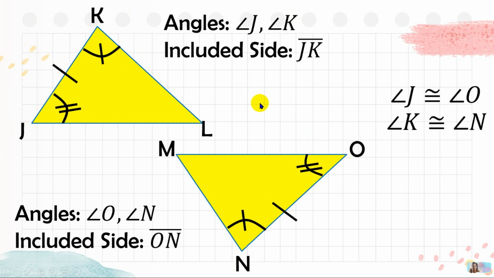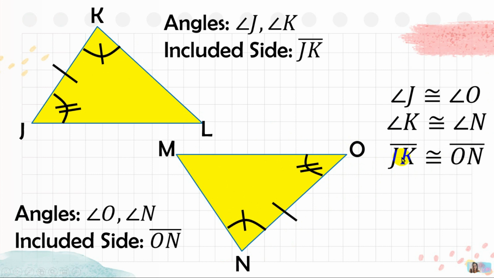Again, kailangan maayos yung pagkakapangalan natin. Side JK, ayan, J, ito yung may markings dun sa angle niya, ito yung K. So, sa second triangle natin, ganun din yung hanapin, angle O, and then angle N. Pag pinagdugtong natin yung vertices niya, we have side ON.